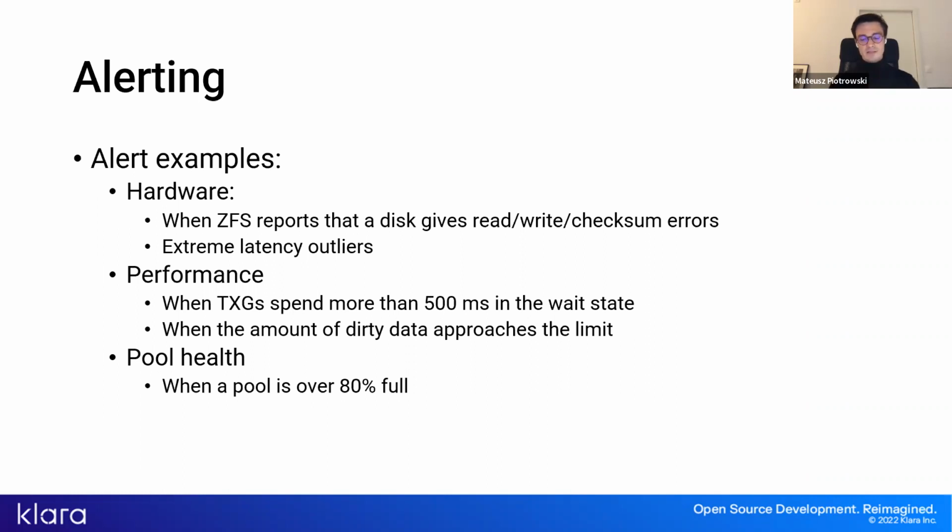And then, as we said before, you can also have performance alerts. And for the TXGs, a very popular alert to set up is for the 500 milliseconds in wait state. So if it happens that the TXG is exceeding this limit, it may indicate that there is something wrong happening with the performance of the system. Yeah, and also observing dirty data and whether it's hitting the limit or not is also a good alert to have. And then, of course, apart from all of that, we can also observe the general pool health.